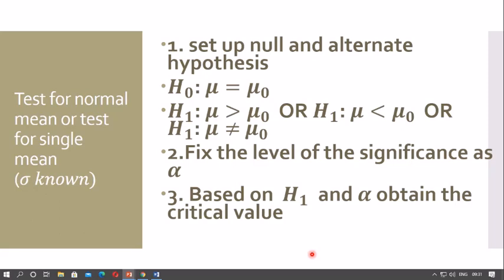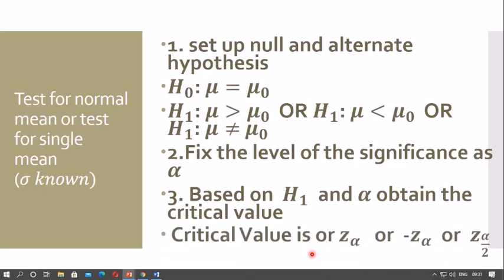Now in this case, the critical value is given as Z alpha, minus Z alpha, or Z alpha by 2 with regards to H1. So if it is H1: mu greater than mu naught, the critical value will be Z alpha. If it is H1: mu less than mu naught, then the critical value will be minus Z alpha. Or if H1 is mu not equal to mu naught, then the critical value will be Z alpha by 2.